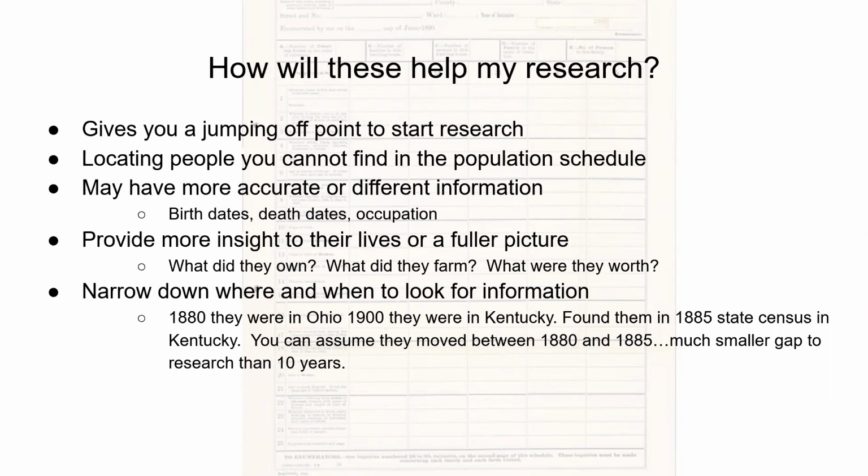It gives you more idea of what their lives were actually like. If you know your family was a cattle farmer out west, they're going to have a very different life than a wheat farmer or a tobacco farmer in Kentucky. It just gives you an idea of what their lives were like to give you a fuller, richer picture. They can also help you narrow down when and where to look for information. Like I said, there's a big 20-year gap between 1880 and 1900 because of the fire. These state censuses, territorial censuses, mortality schedules, all of that can help you narrow down exactly where people were and have a much smaller gap to look and research in.